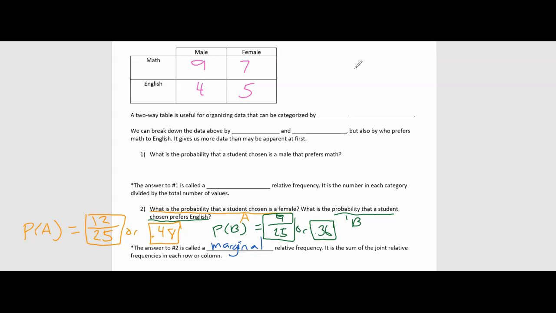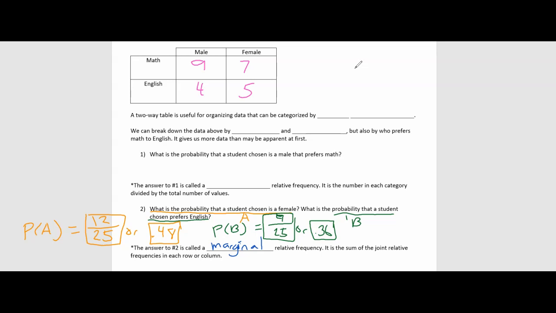And a frequency here is just a probability, right? The frequency is 12 out of 25, or 0.48, or 9 out of 25, or 0.36. So when you hear marginal relative frequency, you can just think, okay, that's a certain type of probability here. This is the sum of the joint relative frequencies in each row or column.